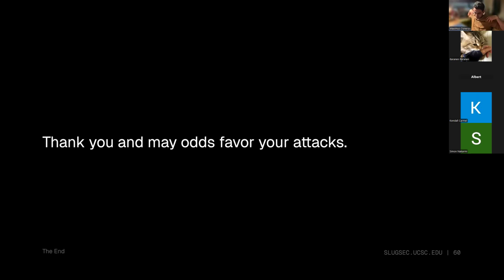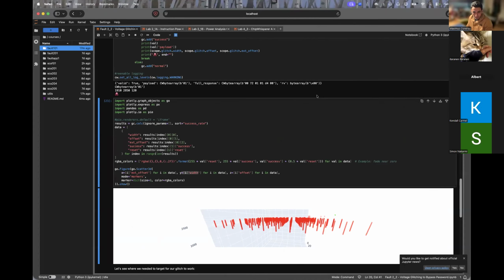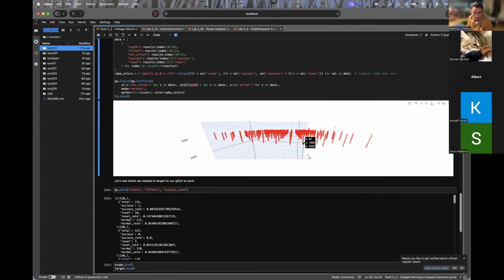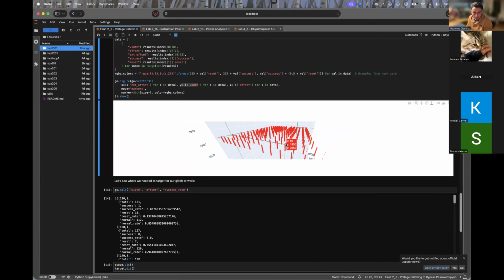Yeah, I just had a question about the 3D graph, hoping to understand it a little bit better. Are all these on the same gate? It's just trying a bunch of different attacks at different widths. Is this at the same location in the code, and then one of those combinations of variables gets through?